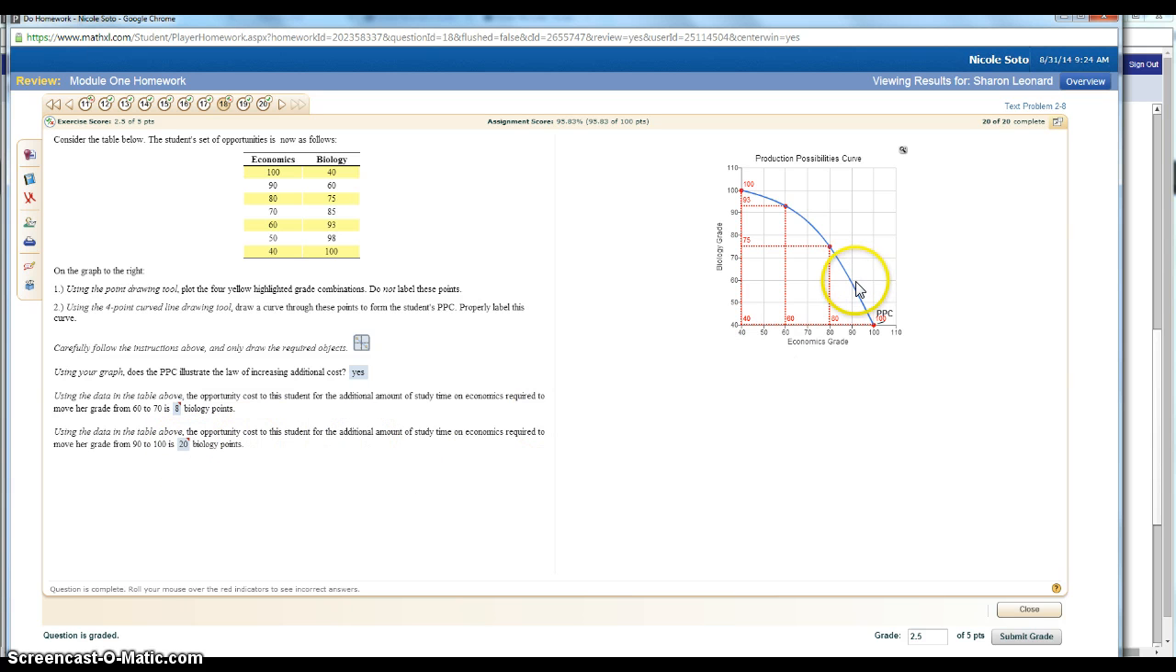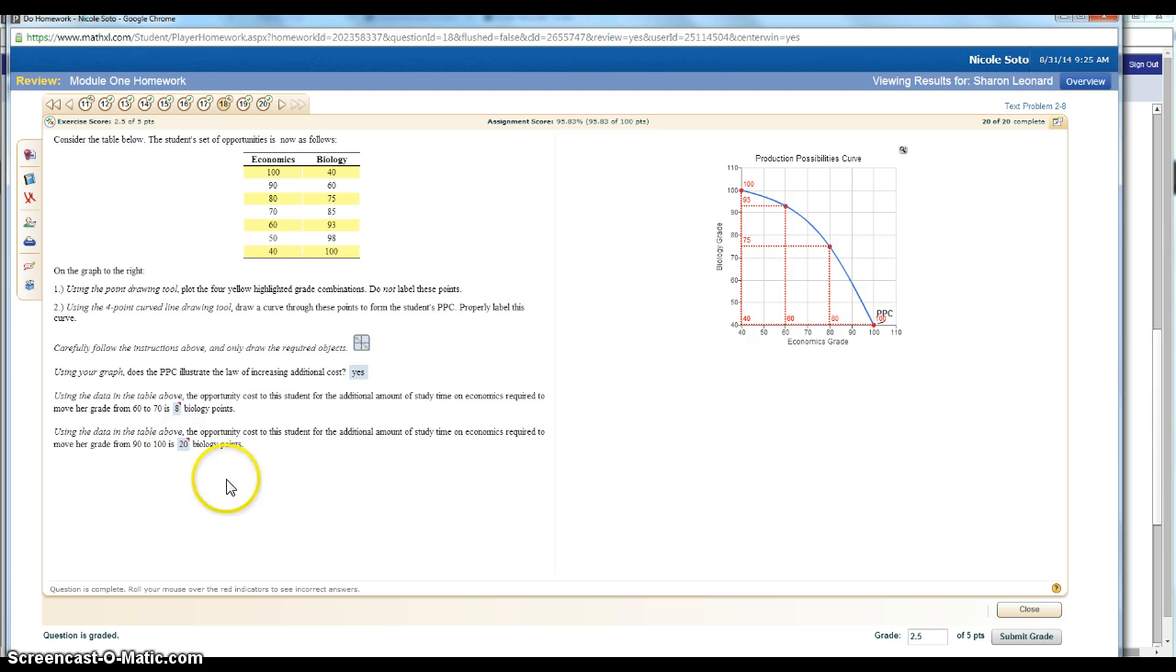Exactly, they're saying it's at the 60. Okay, so they're saying it's at the 60. So at a 90 econ grade, she starts at a 60 bio grade. But to get to 100 econ grade, it's going to bring her bio grade all the way down to 40. So you can see that's where it crosses. So 100 econ grade means she can only get a 40 in bio. A 90 econ grade means she can get a 60 in bio. So she has to give up those 20 points from 60 to 40 to get from 90 to 100 in econ. And that's why the answer here is 20.